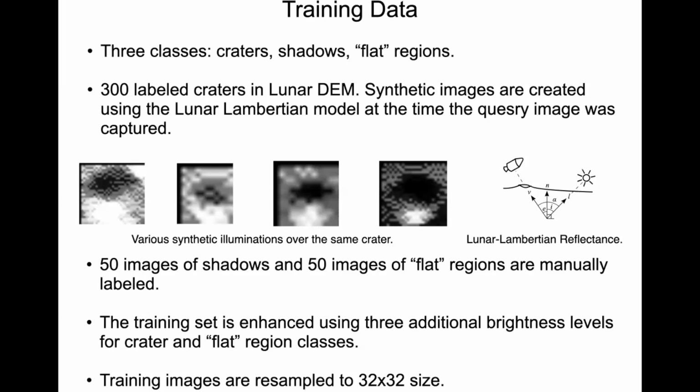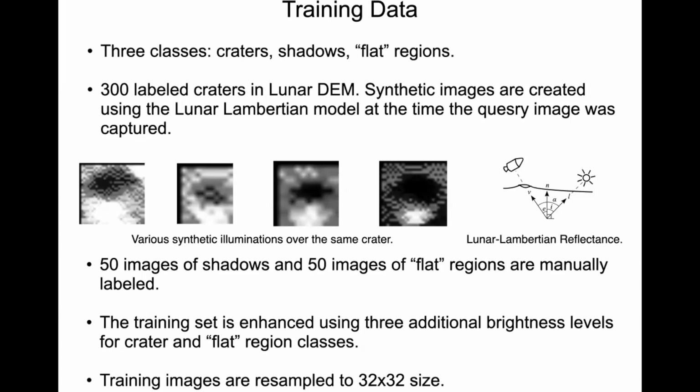The four craters here show the same crater under four illumination conditions. You see the appearance is very different, but it's still the same crater. For the shadows and the so-called flat regions, we use only 50 images. The training set is enhanced by changing the intensity to simulate various albedo conditions for the craters and the flat regions. Of course, shadows are shadows. They are unchanged.